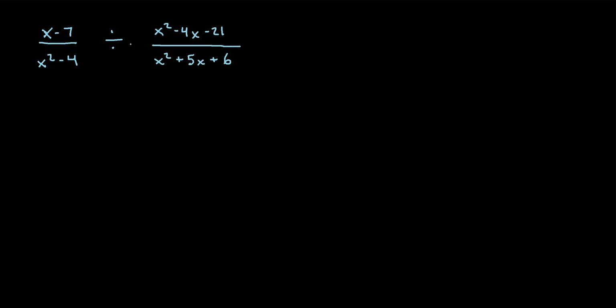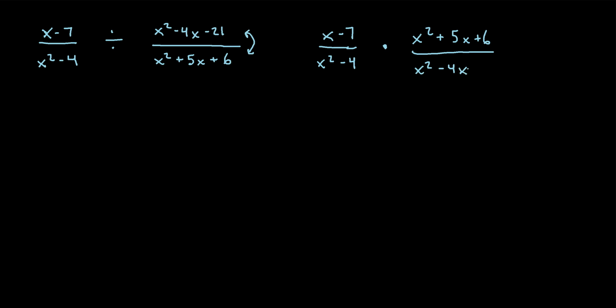So when we perform division of a fraction, it's actually the same as multiplying by the reciprocal. The reciprocal just means we flip the numerator and the denominator. So we can rewrite this whole thing as (x - 7)/(x² - 4) times, and we're just going to flip the numerator and the denominator. In the numerator we will write x² + 5x + 6, and in the denominator we have x² - 4x - 21.